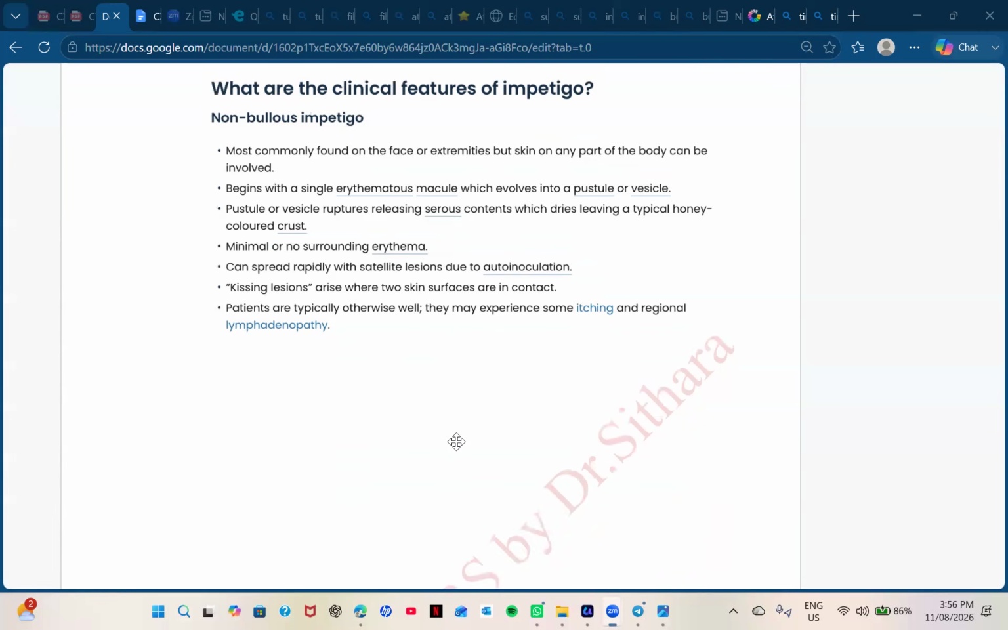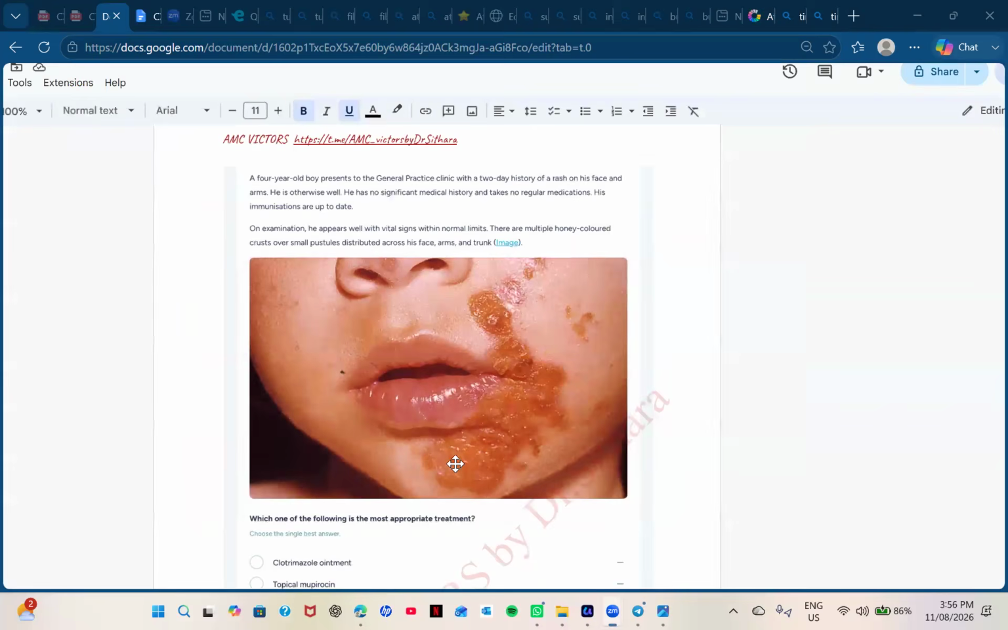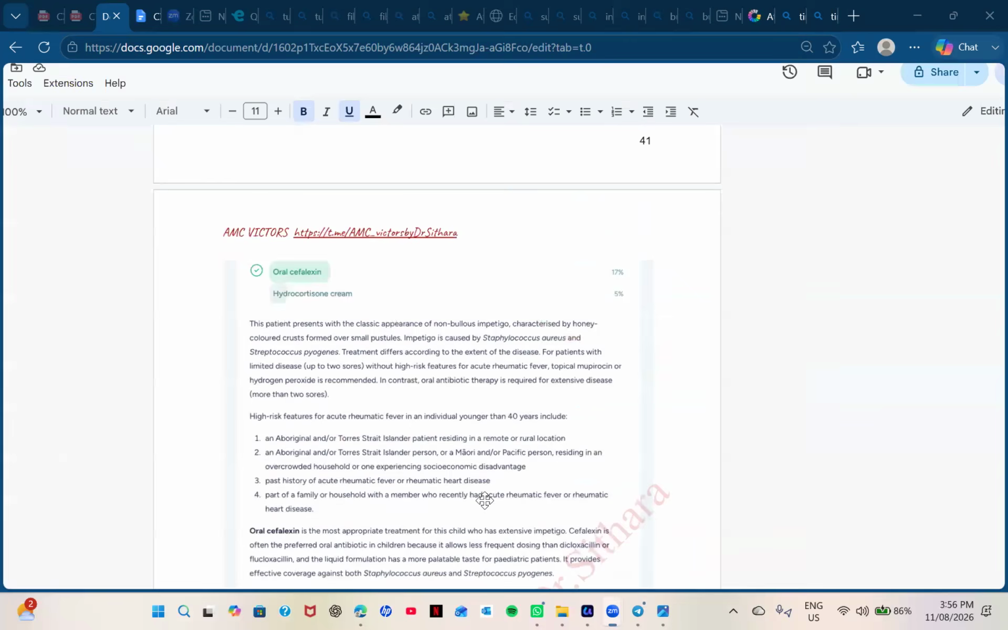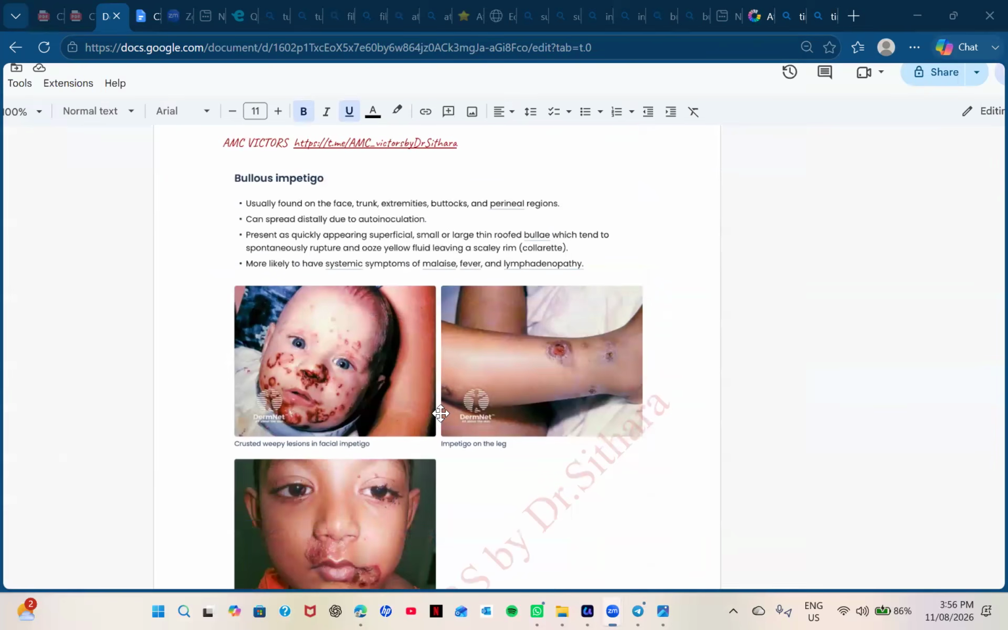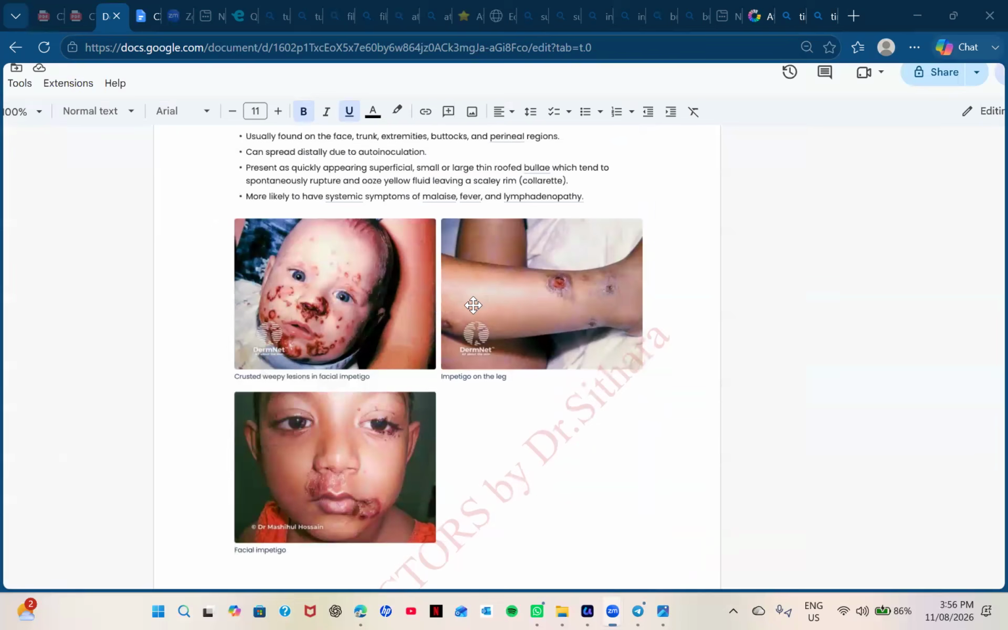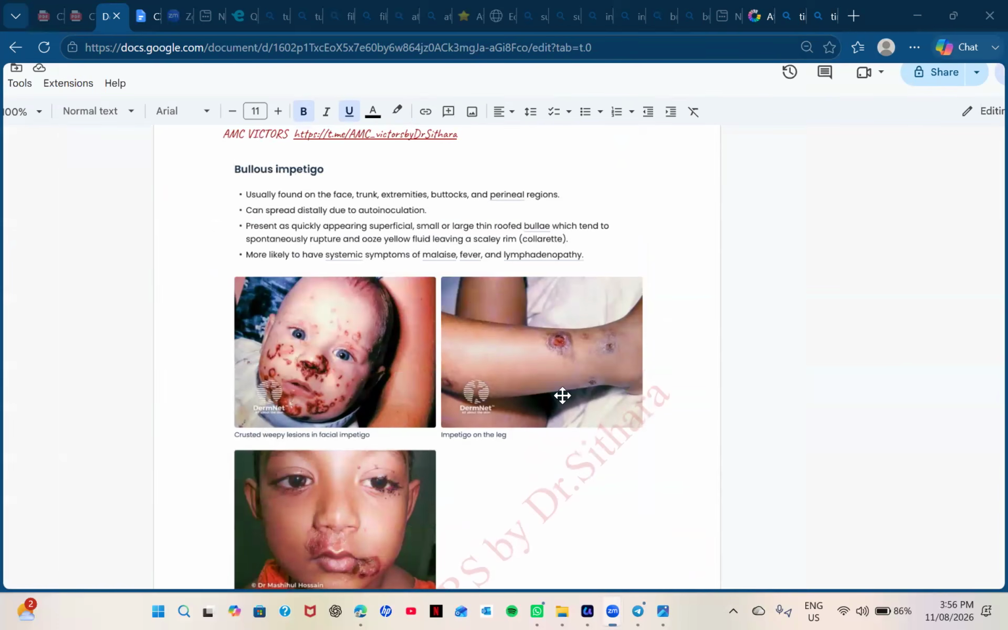Okay, honey crust. What about the bullous one? Can you see the honey crust appearance here? Honey crust appearance is very important. Then here is the bullous impetigo. The bullous one is kind of more severe than the non-bullous one.